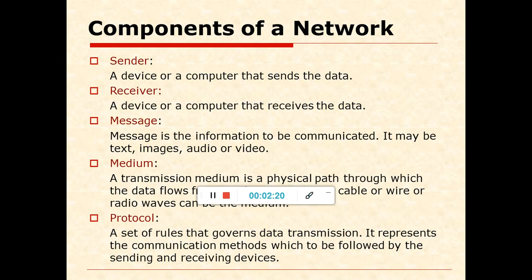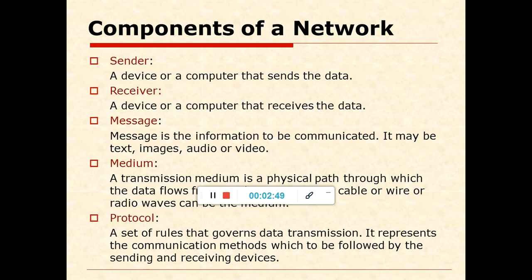Okay, and next one is a receiver. Receiver means what? It receives the data from the sender. Okay, so the data sent by the sender will be received by the receiver. So, in each and every network, the sender and the receiver are connected. So sender will send data and receiver will receive the data from sender.